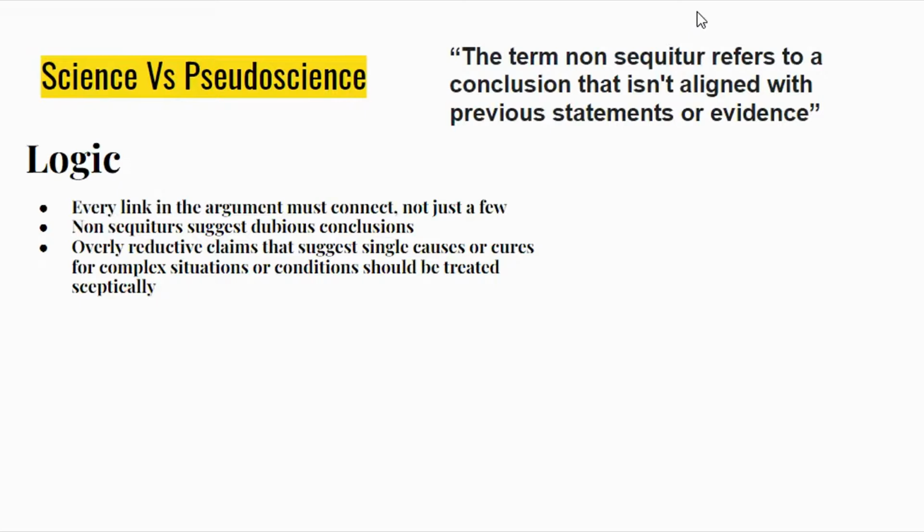A lot of healthcare remedies, particularly when we're looking at wellness and alternative remedies, a lot of the time you'll have quite reductive claims that suggest single causes or cures for complex situations and conditions. If that's the case, then they should be treated very skeptically. There's information that I've seen on social media, for example, if you eat an alkaline-based diet, you won't get cancer. Cancer can't survive in an alkaline body, things like that. If it was that simple, we wouldn't have cancer. We would have eliminated cancer a long time ago. These kind of products that claim to cure everything need to really be treated with suspicion.